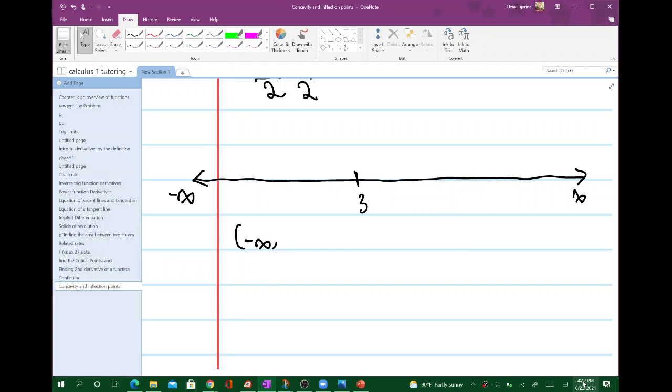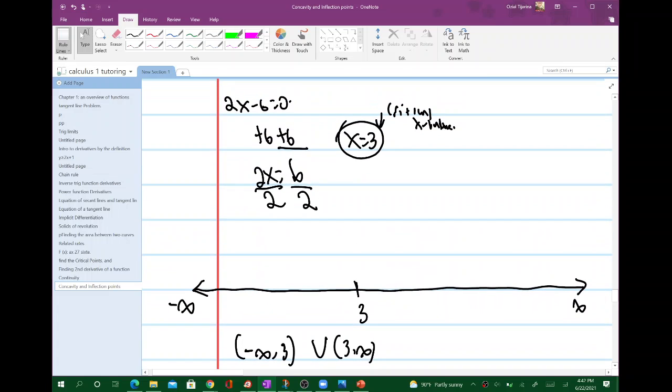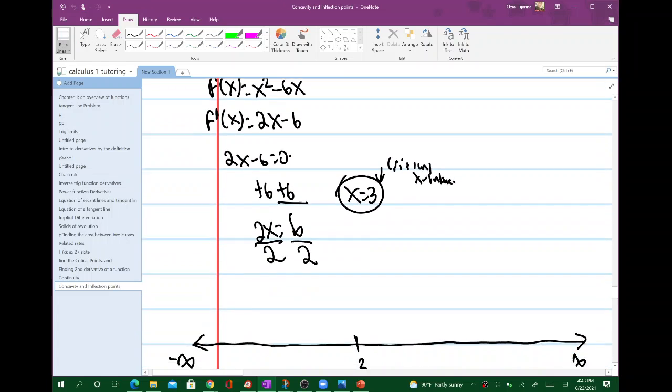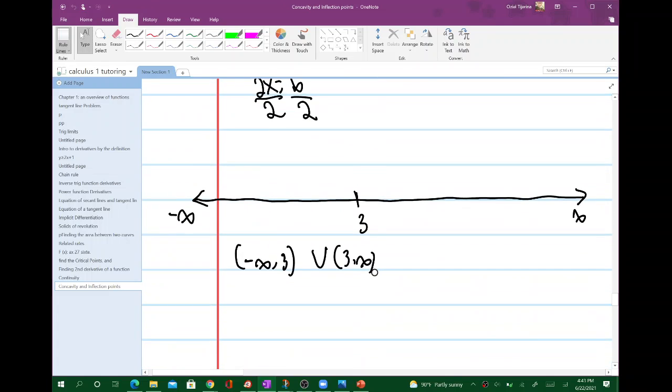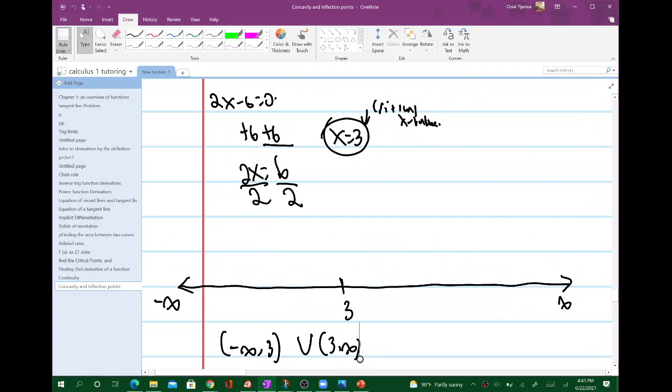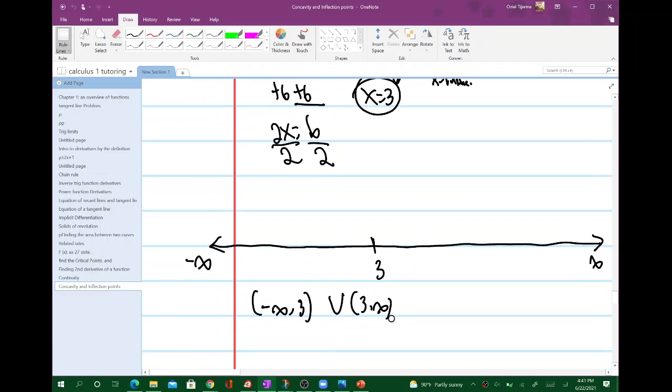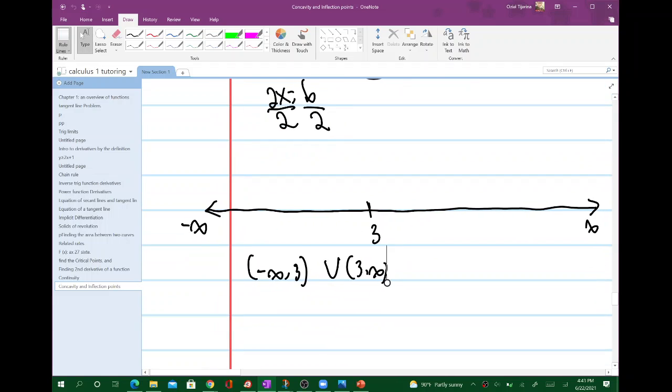So, you're going to test an interval from negative infinity to 3, and then the union of 3 to infinity, but you're going to test them using the derivative, right? Now, if I test, obviously we can do 0, because that is between negative infinity and 3, right?